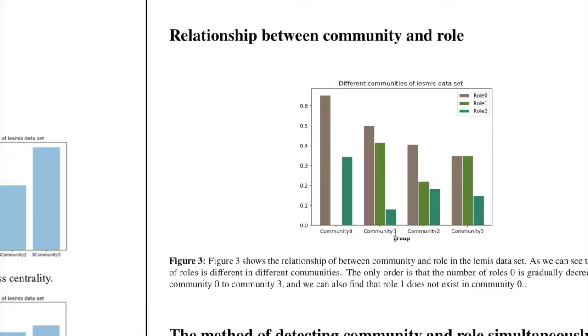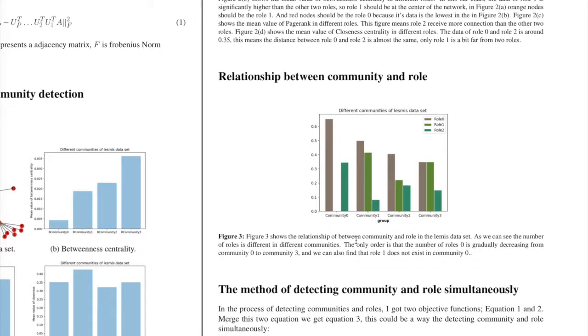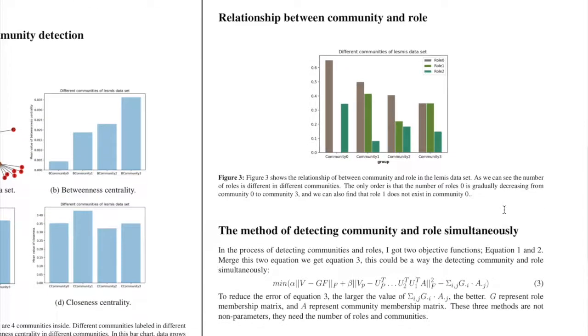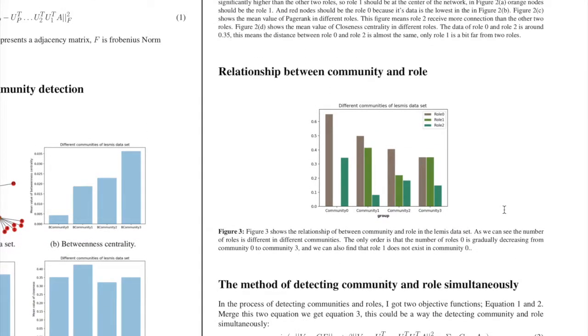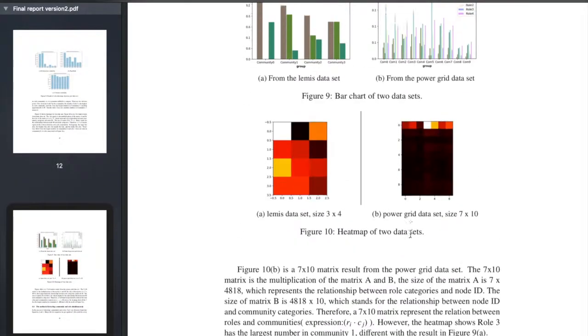And in community 1, community 2 and community 3, they are not similar. Their role distribution is not similar to community 0. Actually, I also made a heat map for the relationship between community and role, but in the poster, because of the limited area, I didn't put it inside. I wrote it in my final report.